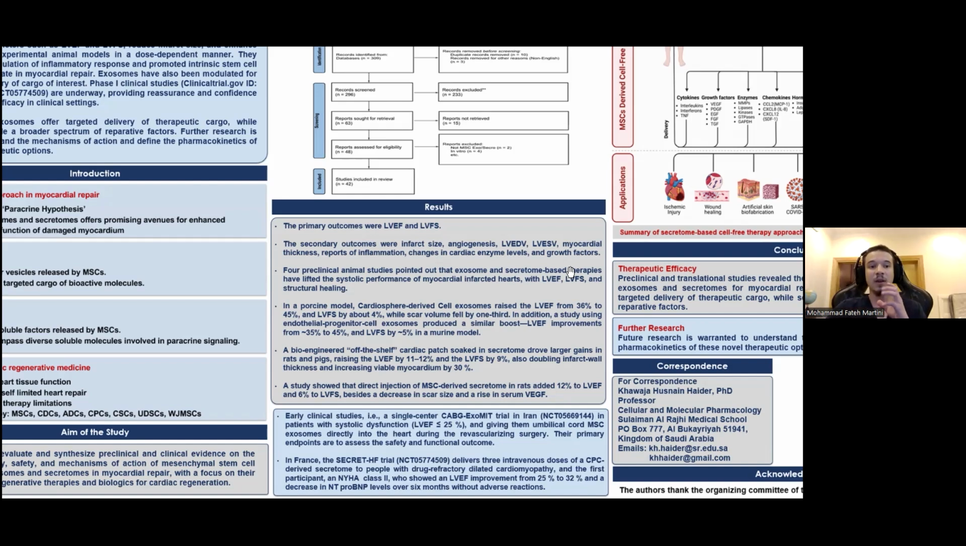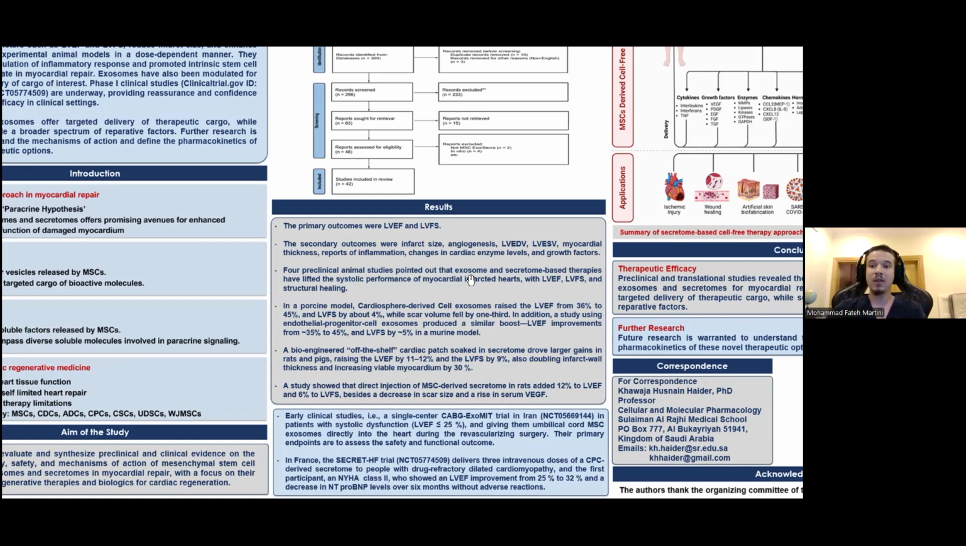For clinical studies, we went a little bit deep, but we couldn't find as much. But there are early clinical studies, such as a single-centered clinical study using coronary artery bypass grafting with exosome injection in Iran. This study enrolled patients with severe systolic dysfunction, ejection fraction less than 25%, and gave them umbilical cord mesenchymal stem cell exosome directly into the heart during the grafting surgery. The primary endpoint is to assess the safety and function of the exosome injection.